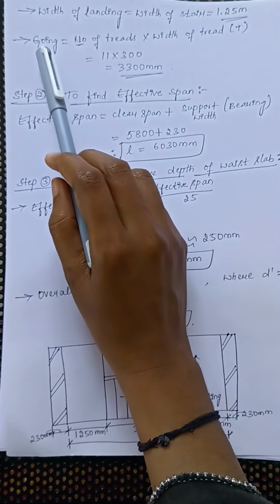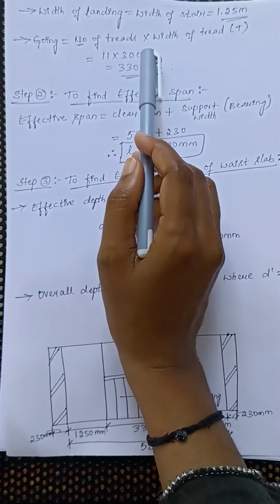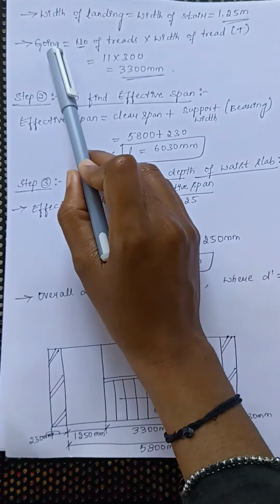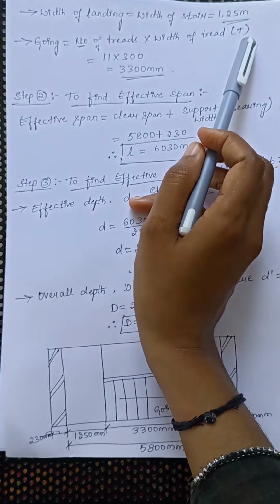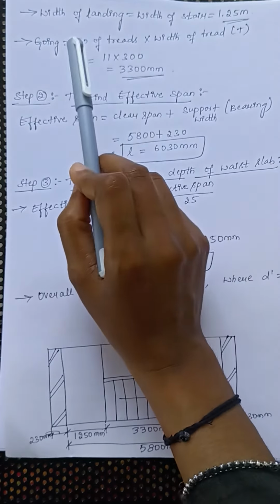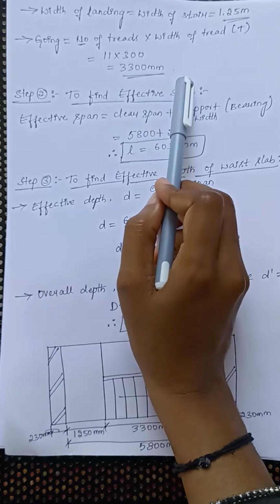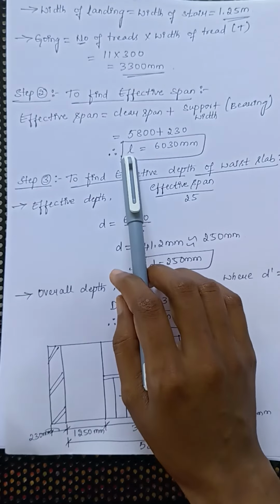Then let us find the going. Going means the length of the sloping side of the stair. To find that, we have the formula: number of treads multiplied by its width. We have assumed the width of the tread as 300 mm and we got the number of treads as 11. Let us multiply it. We get 3300 mm as our going width. So that gives you step number 1.